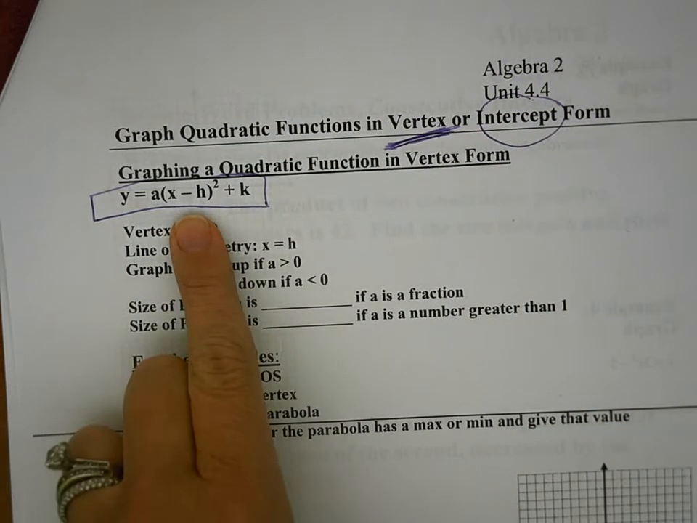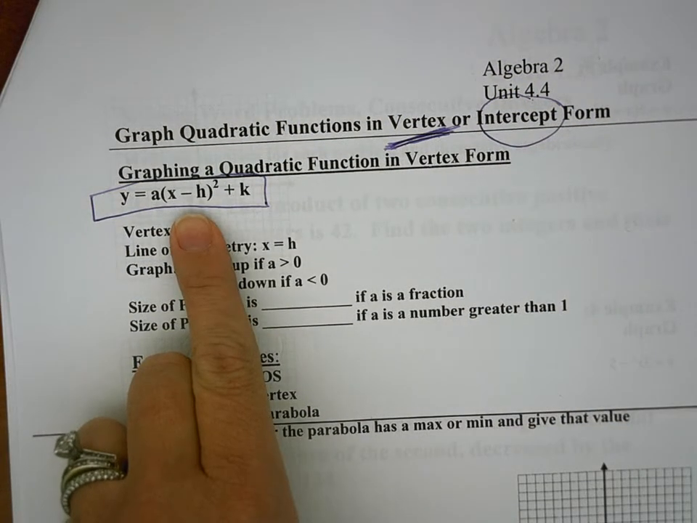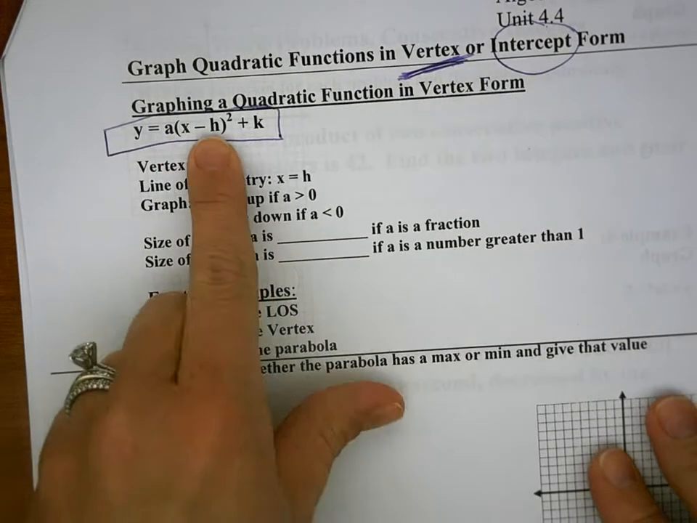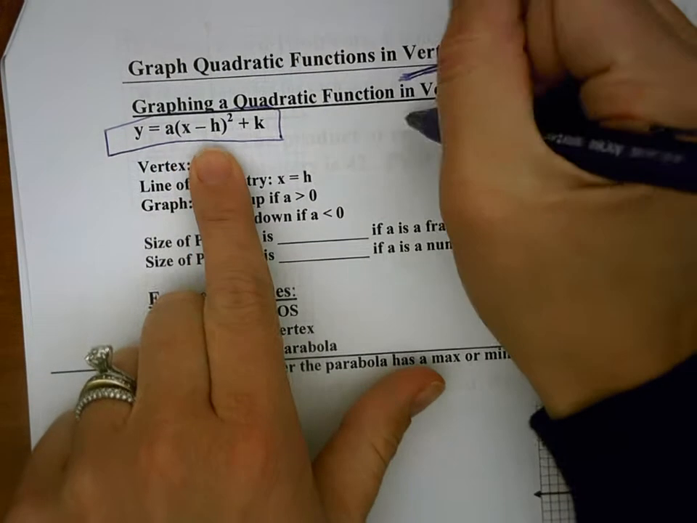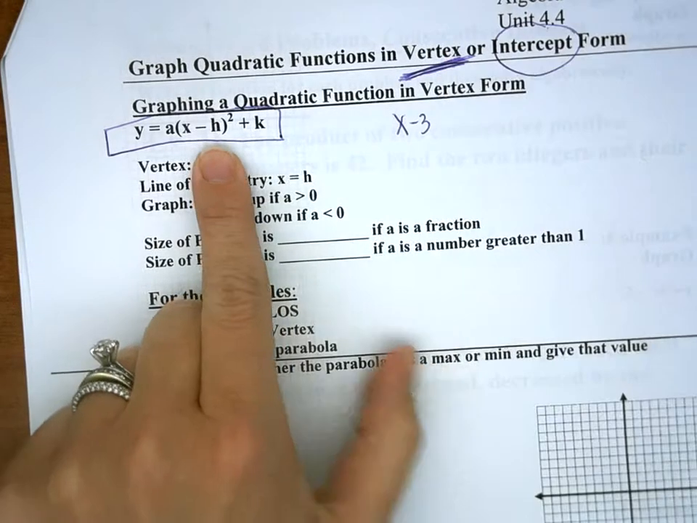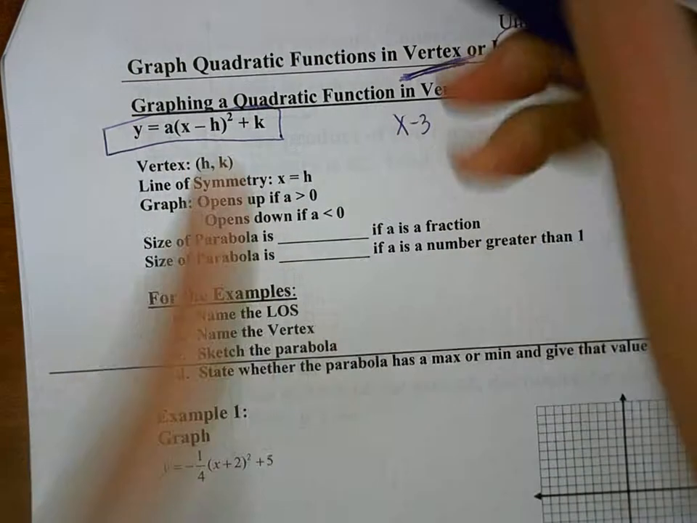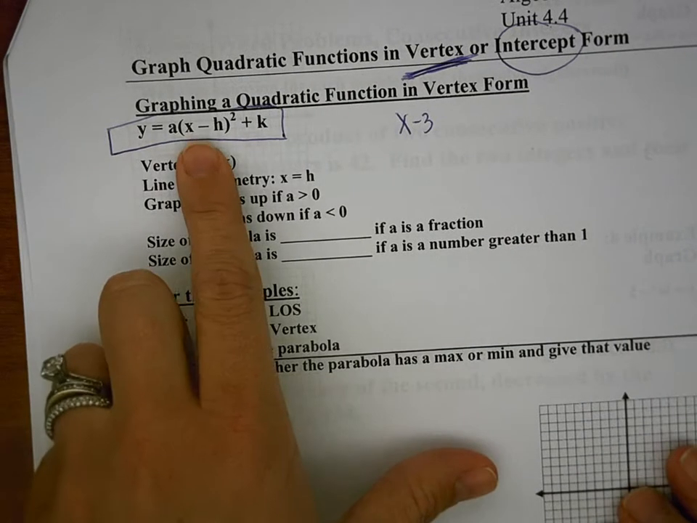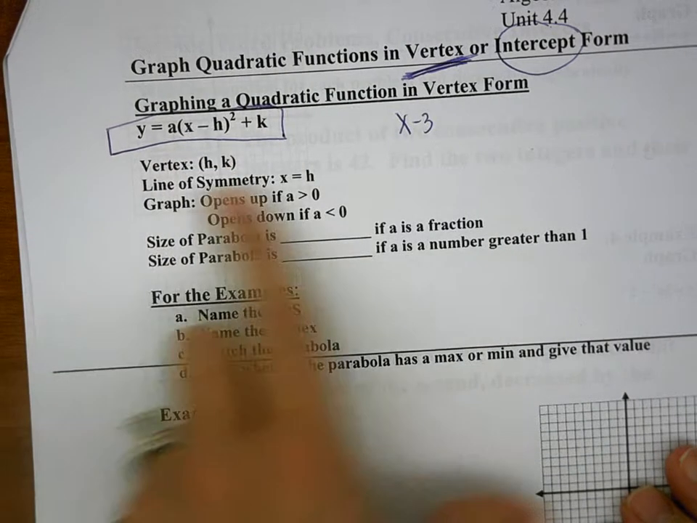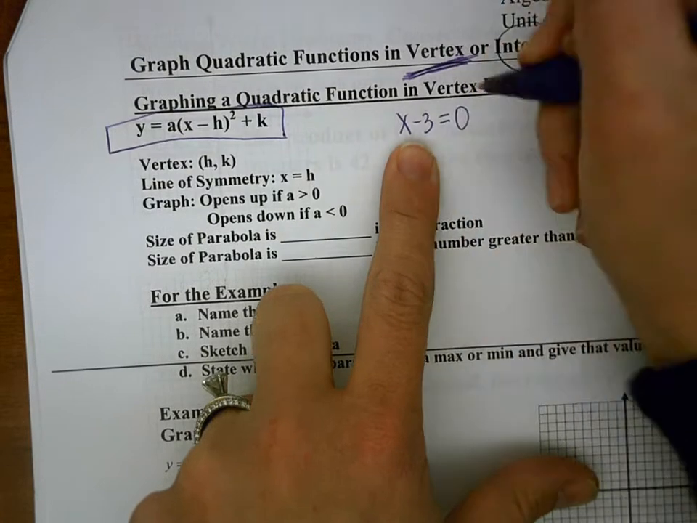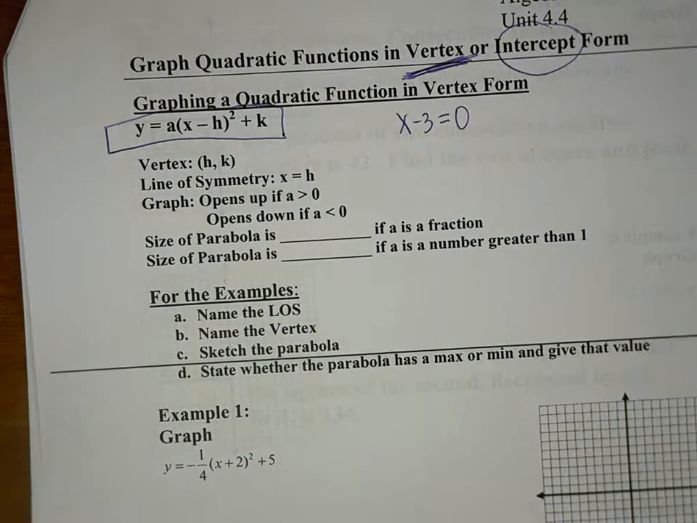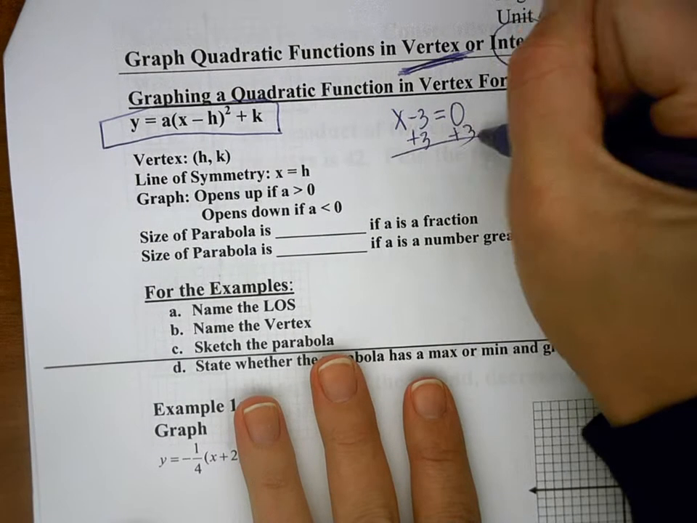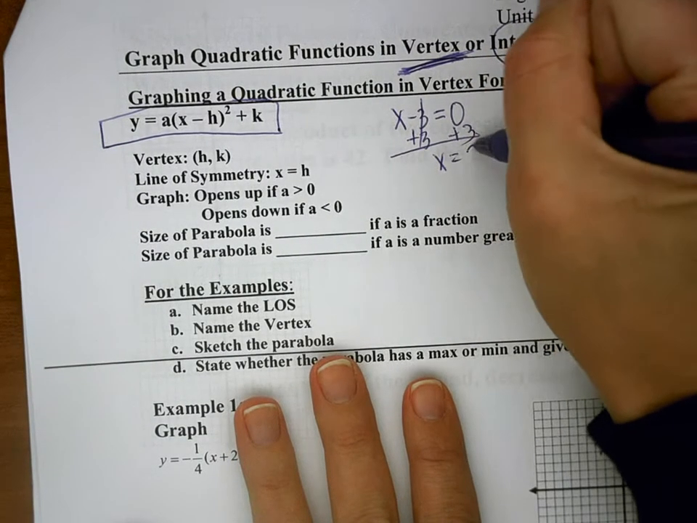If you notice, it's written differently than it was yesterday. Notice that there is a parenthesis, right? In the parenthesis, you have x minus h. Let's pretend that that is x minus 3. Remember when we would factor and we set each of our factors equal to 0? You're going to do the same thing with these parentheses. Whatever is in the parentheses, you set that equal to 0, and you will solve it. So I will add 3 to both sides, and I find that x equals 3.